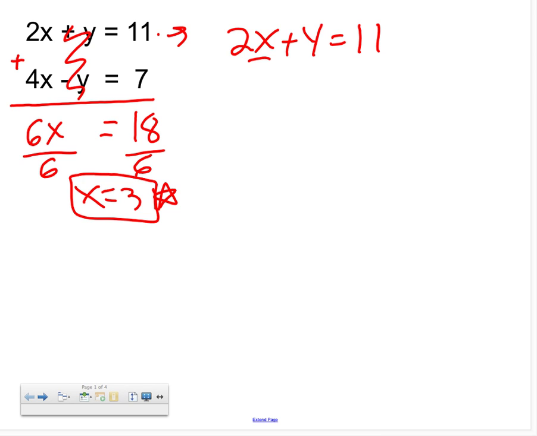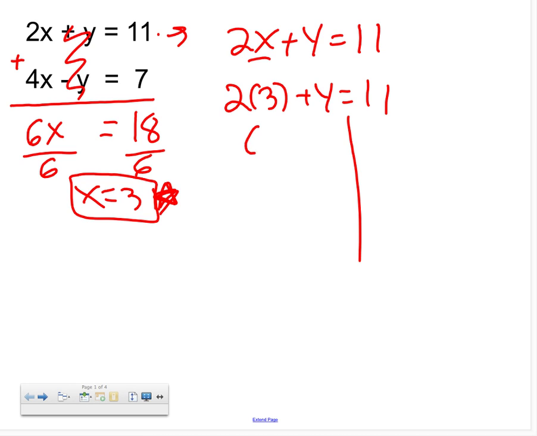So I'm going to rewrite this and say 2 times 3. Because as I said right here, I know that x is 3, so I don't need to write x anymore. I know what it is. I can just replace it with a 3. Everything else stays the same. Now I can just solve this equation like I would a normal linear equation.